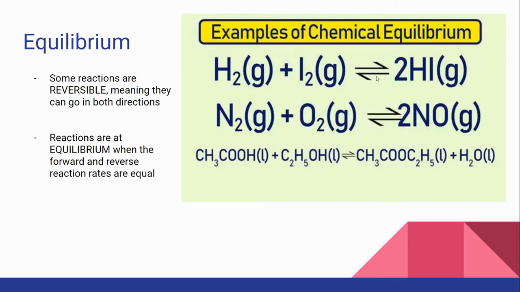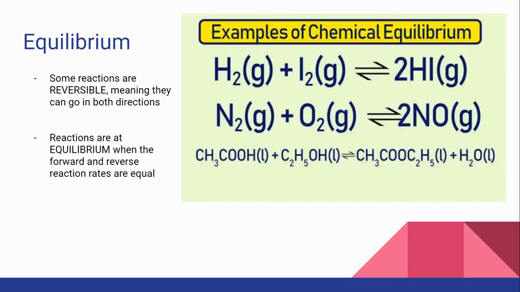So these are some examples of equilibrium. H2 plus I2 yields 2HI. Basically H2 and I2 are coming together and forming 2HI. But sometimes those HI will split apart into H2 and I2. So they go back and forth. It's like tennis, back and forth, back and forth.